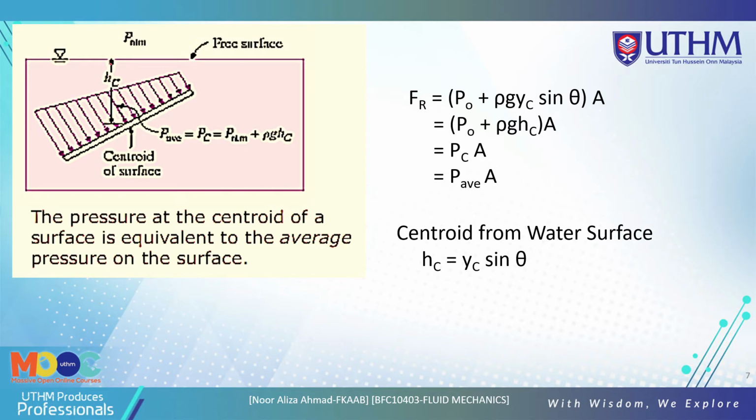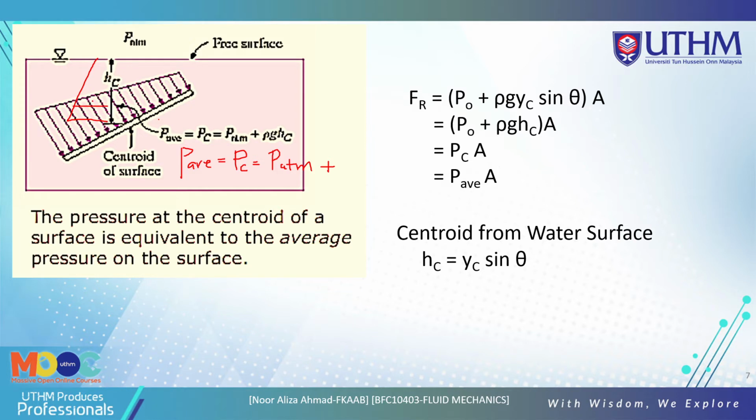So we get the HC here, and P average is equal to PC. So the average pressure is equal to the pressure at the centroid. At this centroid, it is equal to P atmosphere plus P gauge with this depth, with the variation of this depth.